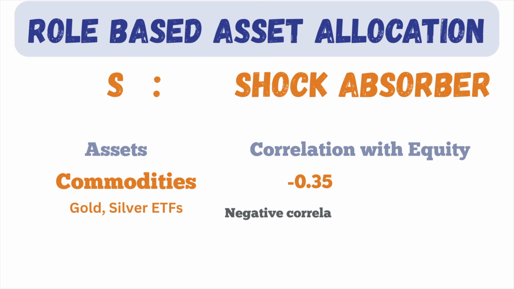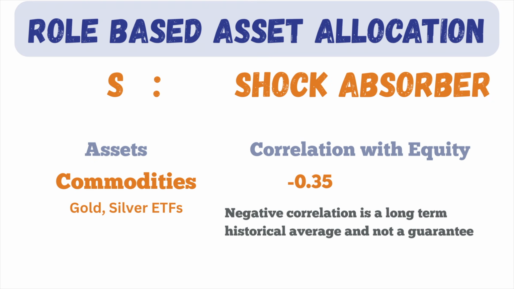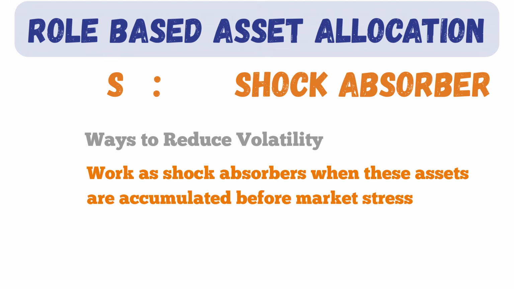One caveat is that this negative correlation is a long-term historical average and not a guarantee. In certain periods, gold can move with equity, and in some other periods, it might not provide protection when equity corrects. However, the most important principle is that shock absorber assets work best when accumulated before market stress, not when everyone starts realizing the need for protection.